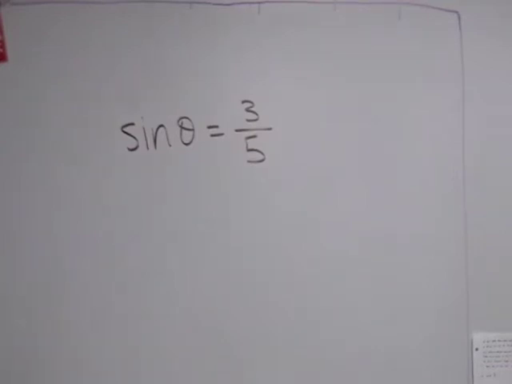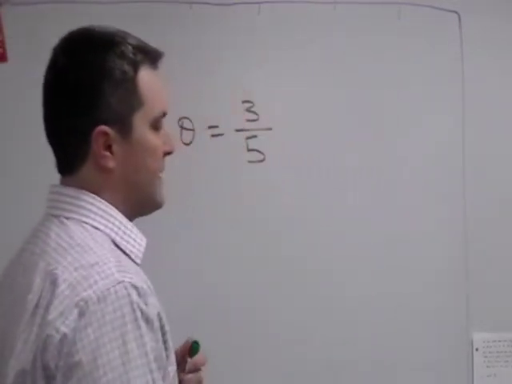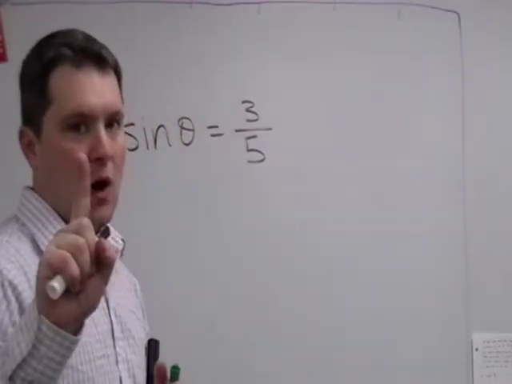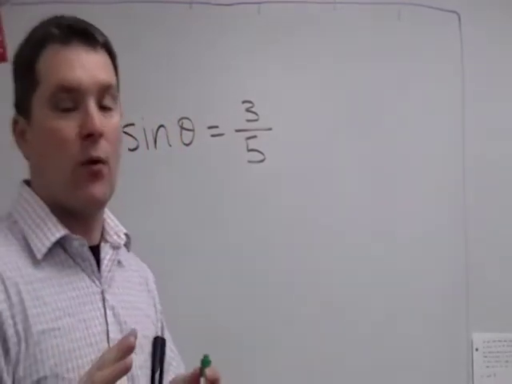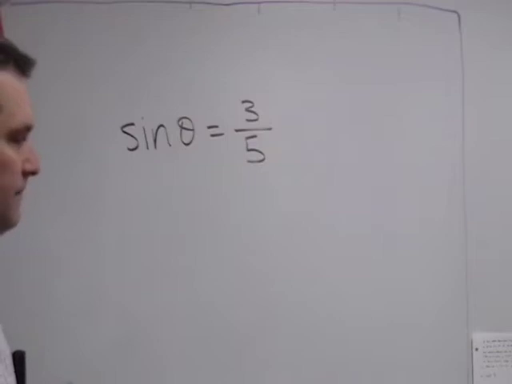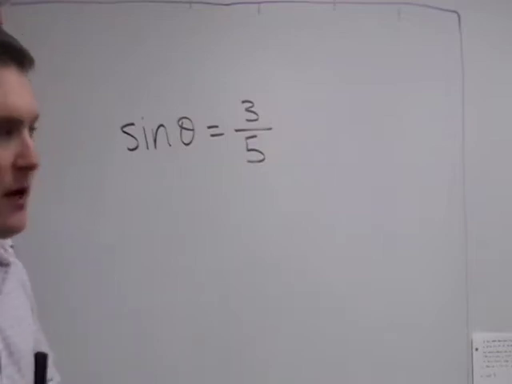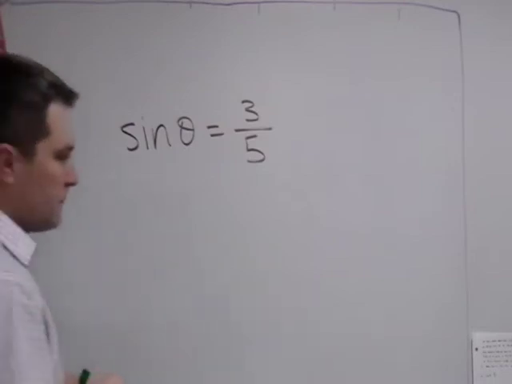If you read the directions, it says we're going to assume that theta is between 0 and 90 degrees, or between 0 and pi over 2. So we're going to be in the first quadrant. We're not worried about any quadrants, okay? Sine's positive, so we're in the first quadrant. Yesterday the key was to find that reference angle, and we did it from memory. Here's how you're going to do it with your calculator.